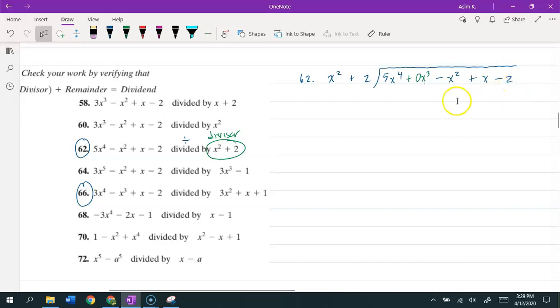That would have been the 2. So what was missing was an x cubed term. So what we do is we put a placeholder. We say 0 times x cubed right there. Okay, so let's go ahead and start.